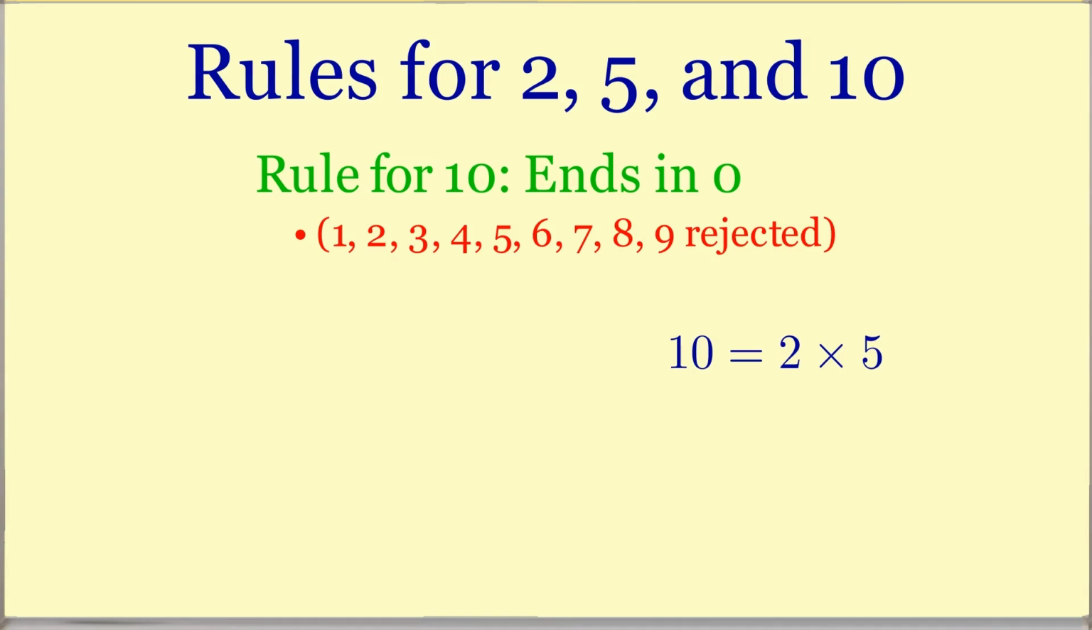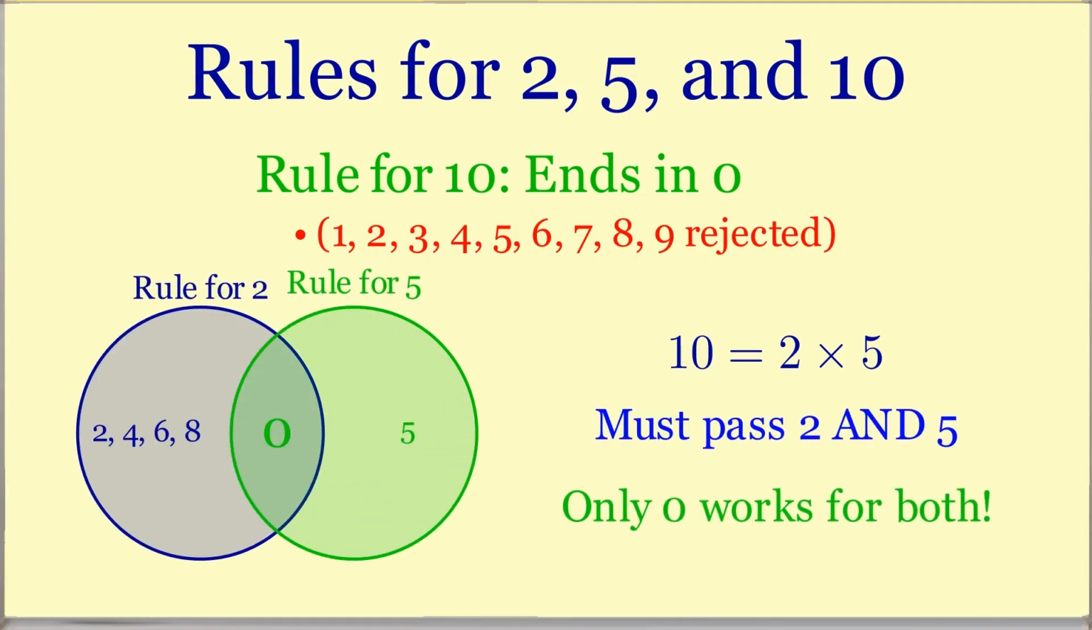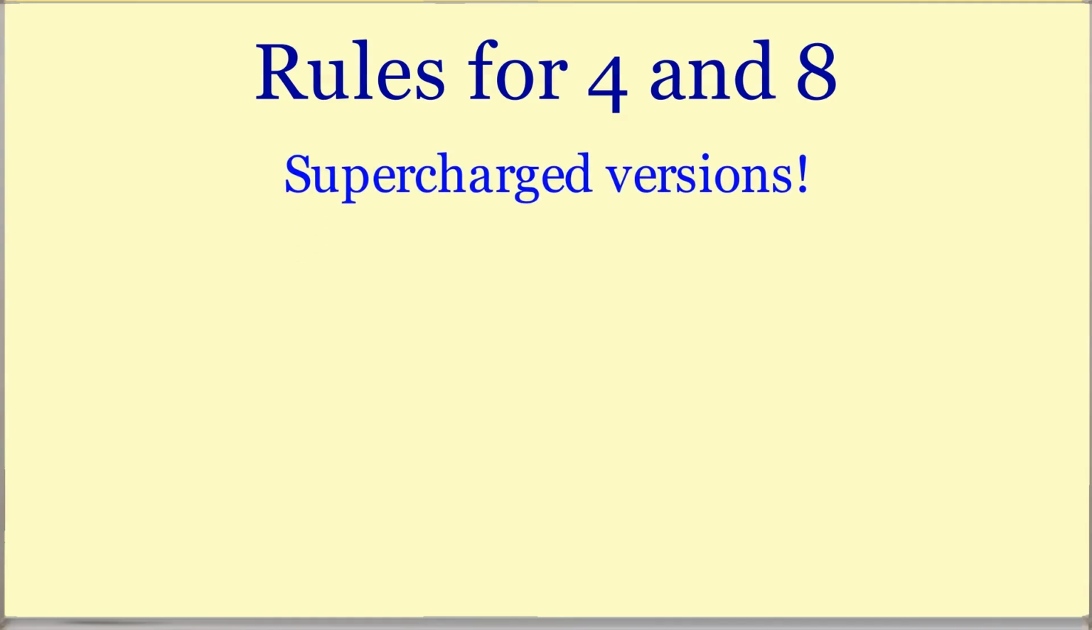But look at this from another mathematical perspective. Since 10 is exactly 2 times 5, which do not share common factors, any number divisible by 10 must also perfectly pass the tests for both 2 and 5. And the only digit that proudly sits in both of those winning circles is 0. The rules for 4 and 8 are just leveled up, supercharged versions of the rule for 2, 5, and 10.